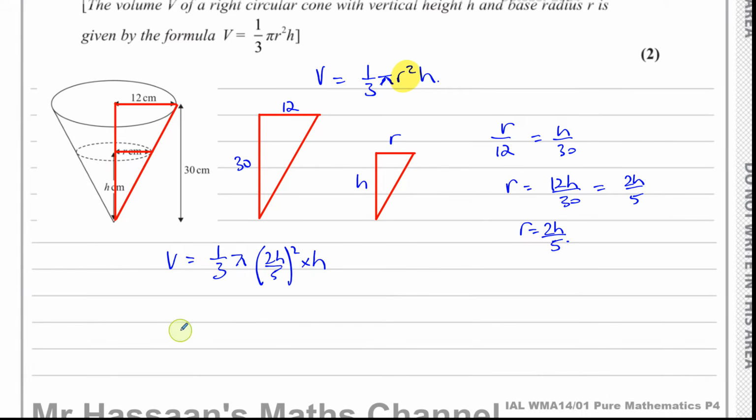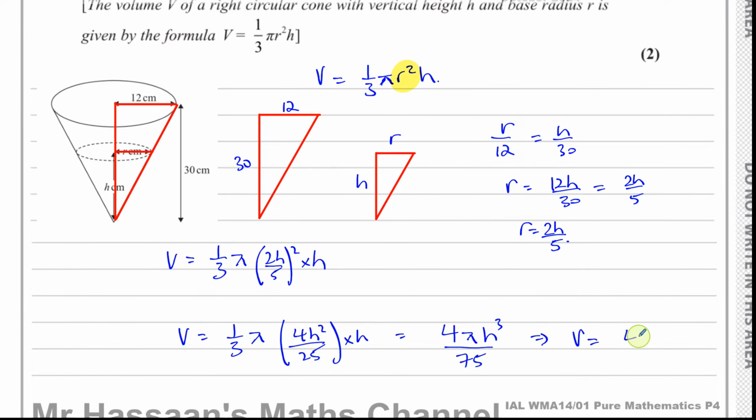And that should give us the correct answer. So you've got a third times pi times 2h all squared, which is 4h squared over 25, times h. So we've got 4 pi h squared times h, which is h cubed, over 3 times 25, which is 75. Okay, so we're left with what we were asked to show, that V equals 4 pi h cubed over 75. So there's part 1, or part A, of this question.